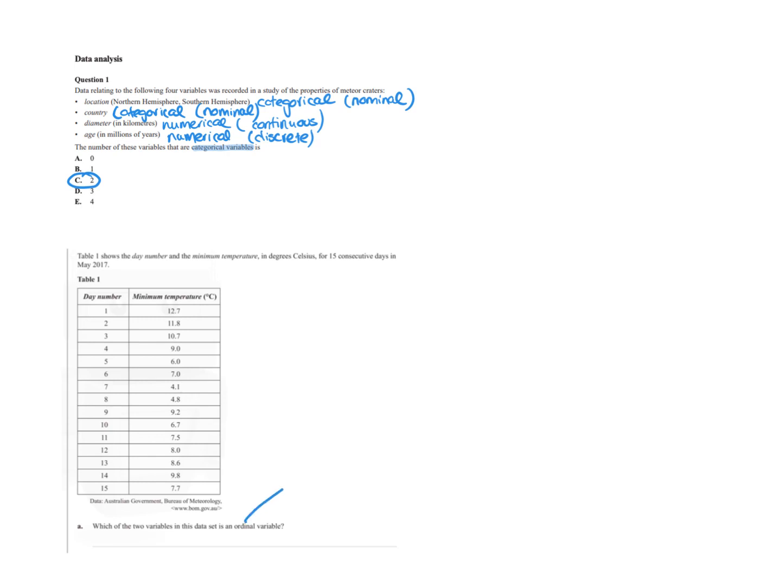So ordinal, if you've got to remember, that's categorical and it's got an order. So which one of these is the ordinal data out of these 2? I'm talking about out of these 2 variables, these are the 2 things we collected, day number and minimum temperature. We're going to go day number because day number is a label and it does have an order, because day 2 comes after day 1, so we're going to say it's ordinal. And then minimum temperature would be numerical and it would be continuous, yeah? Because we measured the temperature.